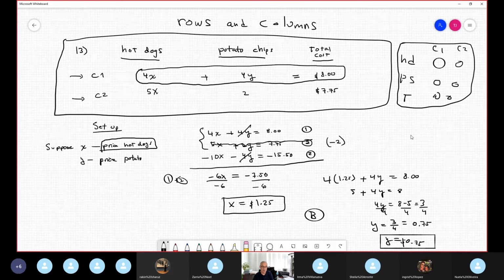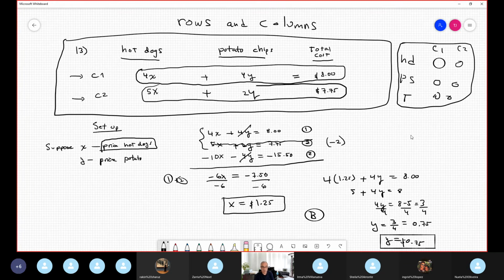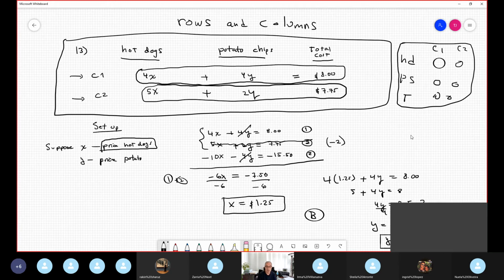This is associated with the hot dog because the unit price 5x is the money only for the hot dog for customer 2, and money plus money is the total, okay, $7.75. More clear now?